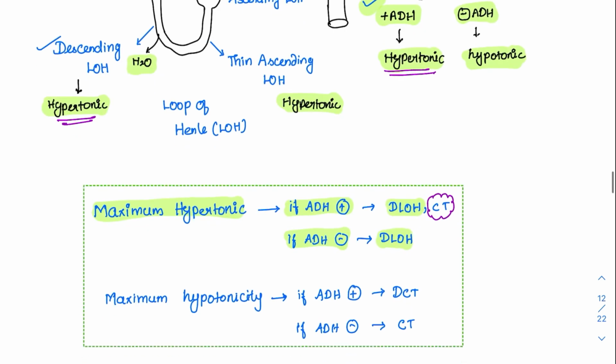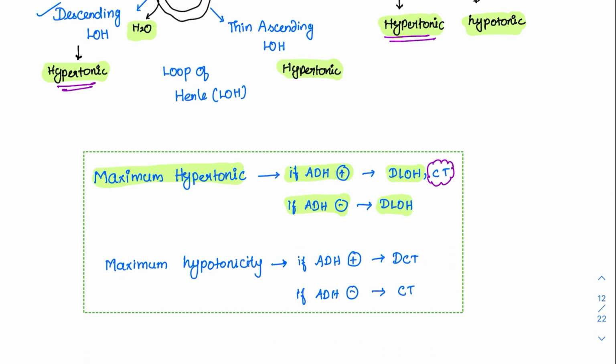So coming to hypotonicity, what is happening? Where is the hypotonicity? If ADH is present, then there is no question for the collecting duct because whenever ADH is present, it becomes hypertonic. We cannot say it is hypotonic. So where is it hypotonic? Only in the DCT. If ADH is absent, then it will be hypotonic in the collecting tubules.